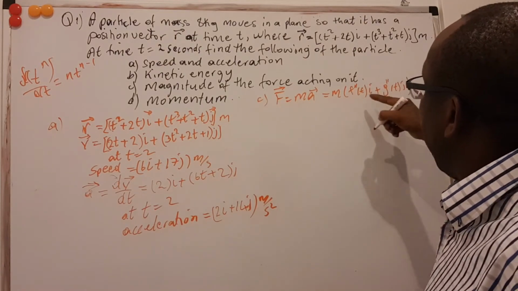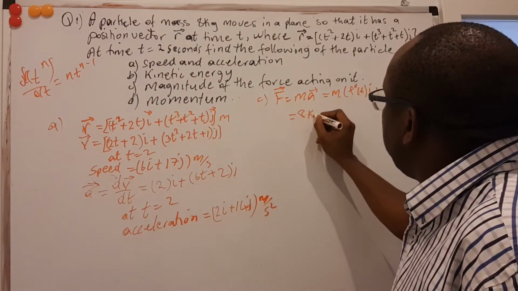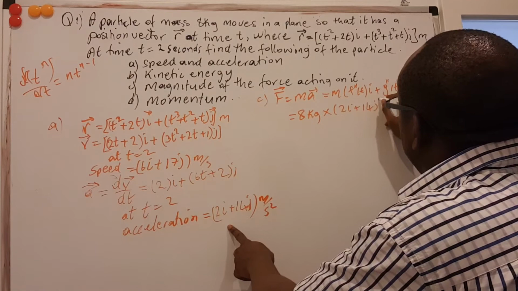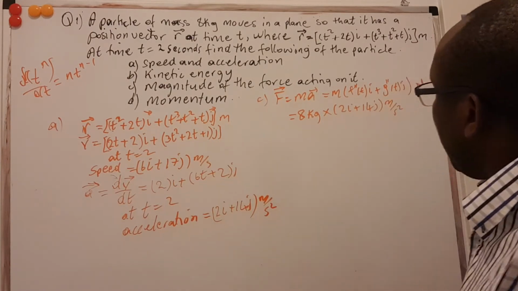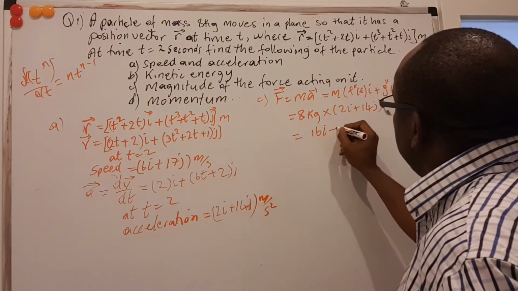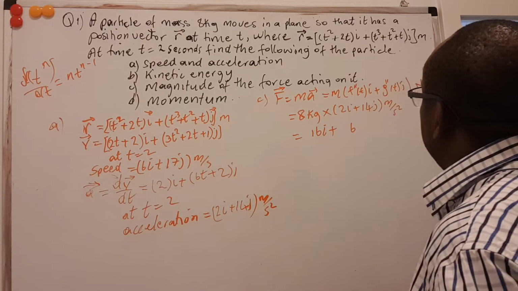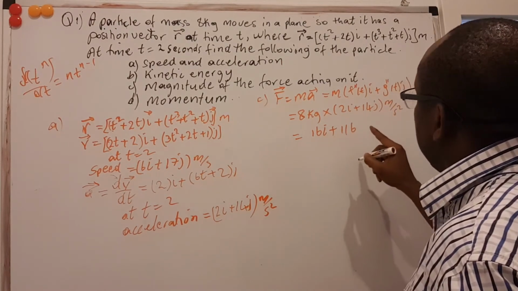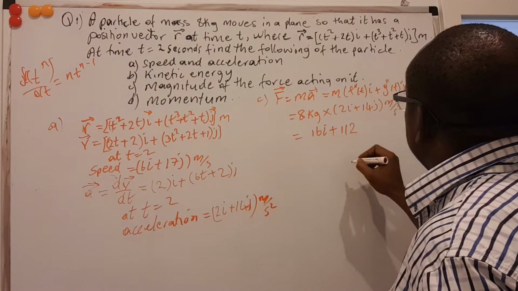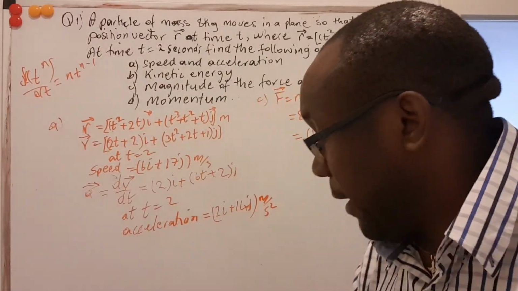So we already had this part, the a here, we were just left to take the value. So this was our acceleration. So this is going to be 8 kilograms multiplied by the a that is here, that is 2i plus 14j meters per second squared. If you multiply this out, 8 times 2 is 16i plus 8 times 14 is 112j, and this will be in newtons. So that is the force that's required then.